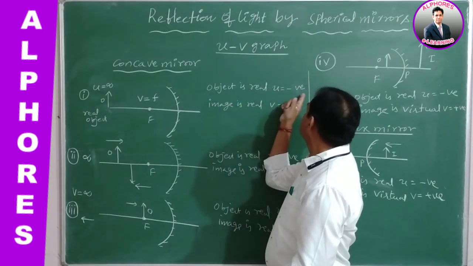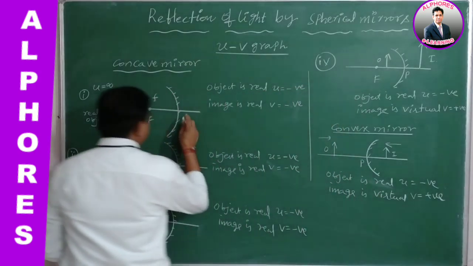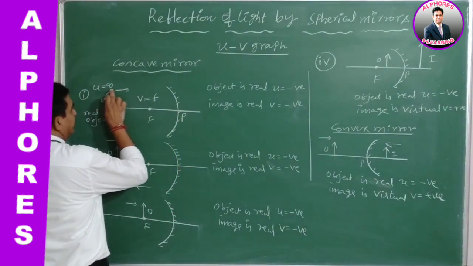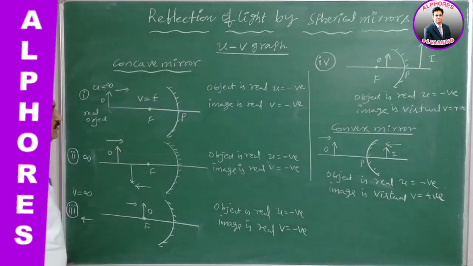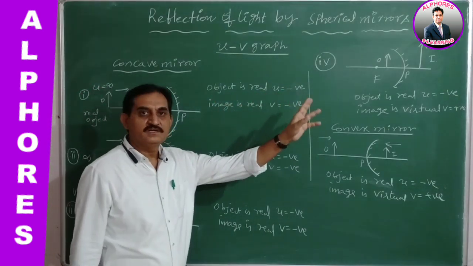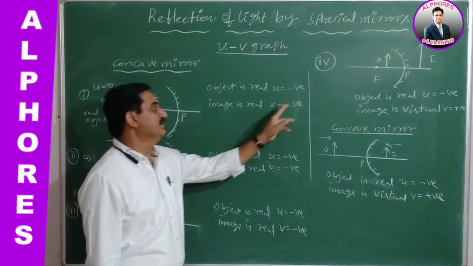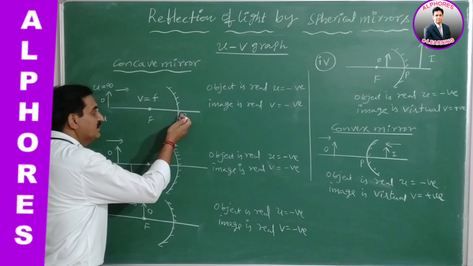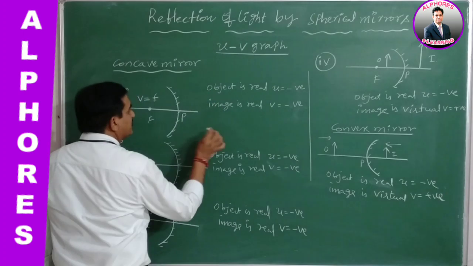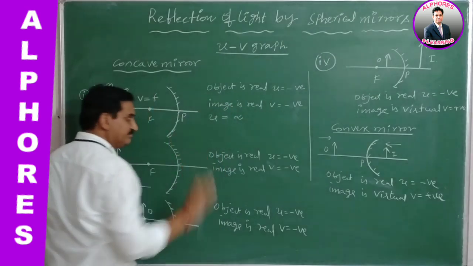For a real object, the distance is taken to be negative. Why? Because this is the pole, and we are measuring against the incident ray. The ray is coming from the object, so we measure the object distance, for a real object, as negative. And its corresponding image formed is also real, so the real image distance is also taken to be negative, because we measure from pole to image. But in this case, when the object is at infinity, say u is equal to infinity, of course with a negative sign.